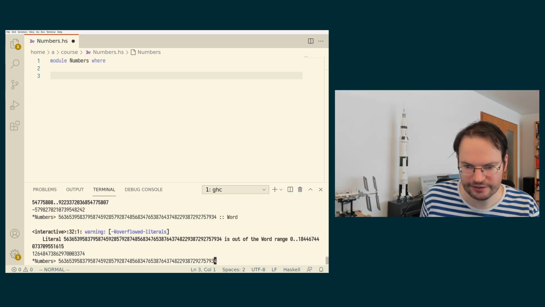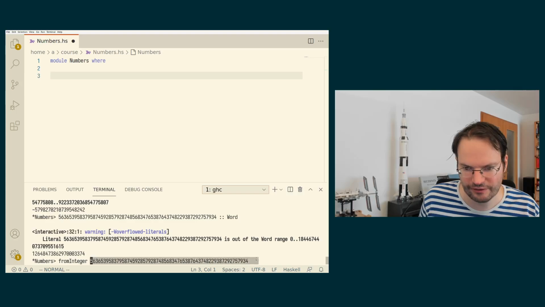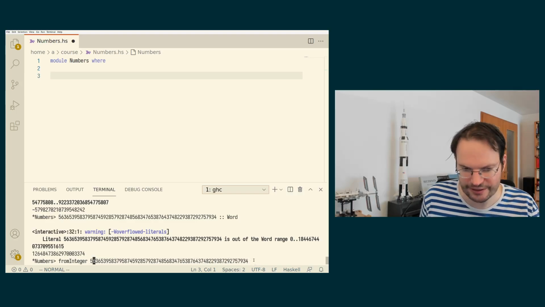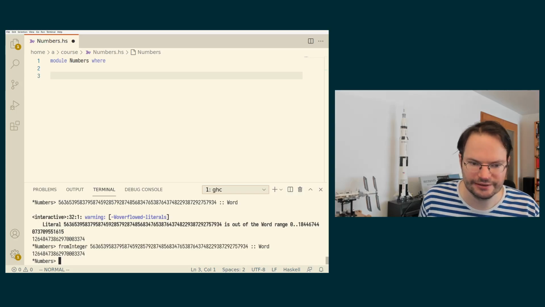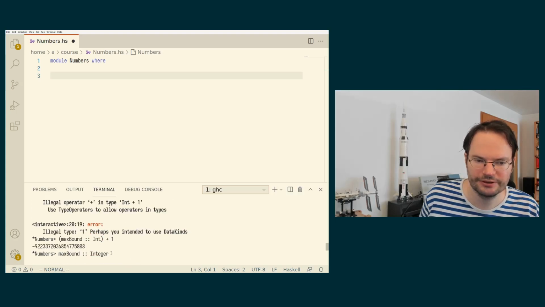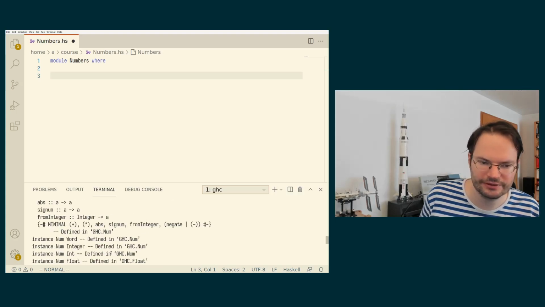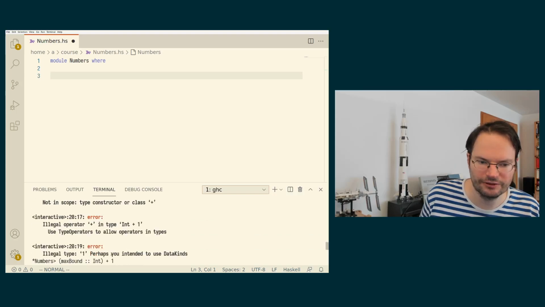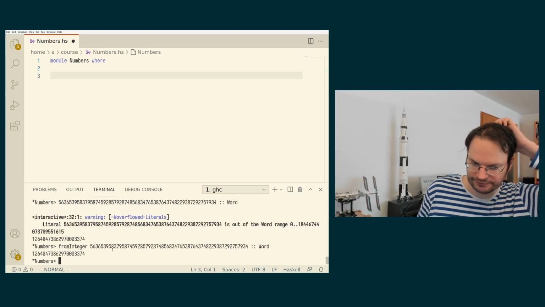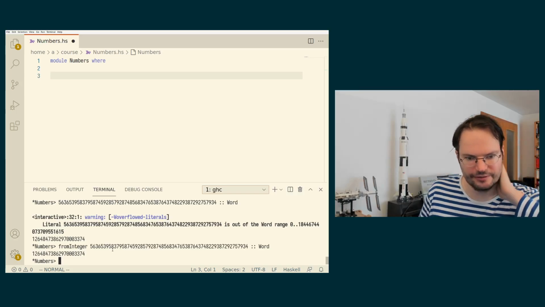If we explicitly call this method, so if I take fromInteger, then I don't need to give a type annotation on this integer literal. That is now forced to be an Integer, but on the result type, I would still want to give an annotation such as Word. Then I'll get exactly the same result. So this is the function that is being called to interpret integer literals, and this is what is allowing us to use overloaded literals in a particular context.